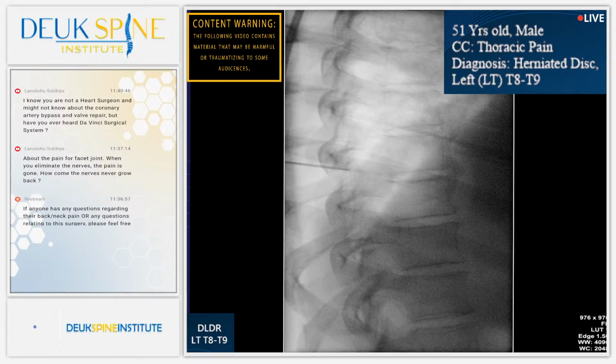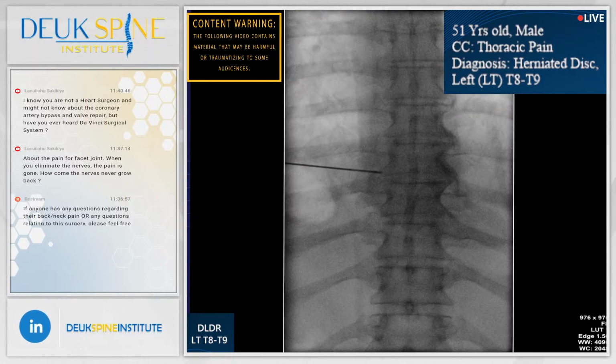AP. Yeah, the midline. Really? I would say more here, right? Yeah, I feel like, let me see. I feel it's fine. Yeah, it's right here.